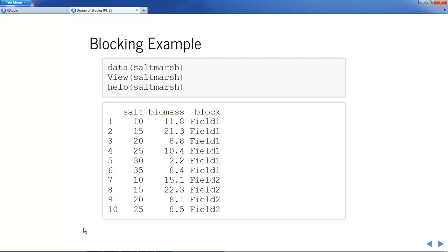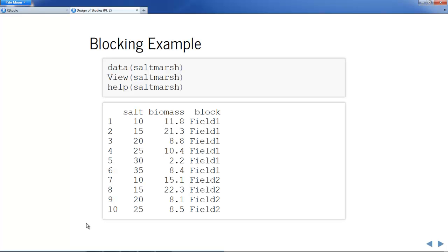Here's a real-life example of blocking. It comes in the data frame Saltmarsh available in the TigerStats package. You can view help to see where the data came from. When you look at the data frame, you see that it has 24 rows, 10 of them are displayed here, and there are 3 columns for 3 variables.